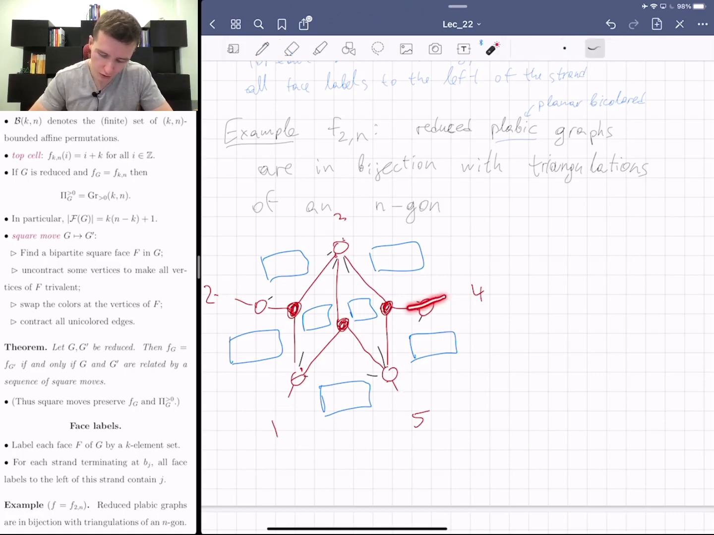Okay, so now 4 goes right, left, right. Yeah, 4 goes to 1 now. So this works. 4 goes to 1 like this, and so I put a 1 in these labels. Now 5 goes right, left, right. 5 goes to 2, so I put a 2 in these 3. 2, 2, 2. 1 goes to 3, so I put a 3 to the left of that strand. 2 goes to 4, so I put a 4.